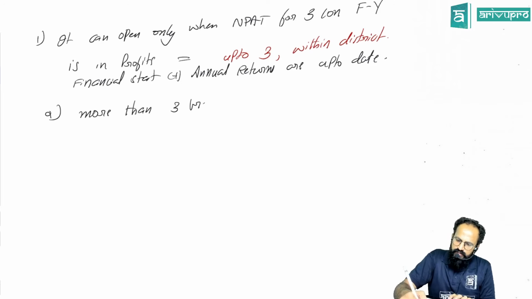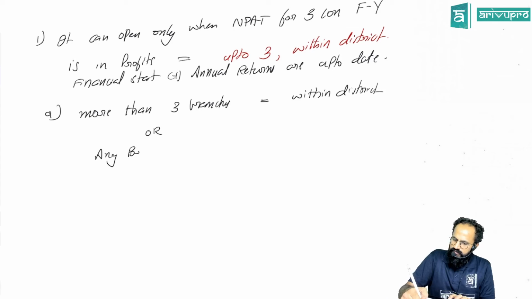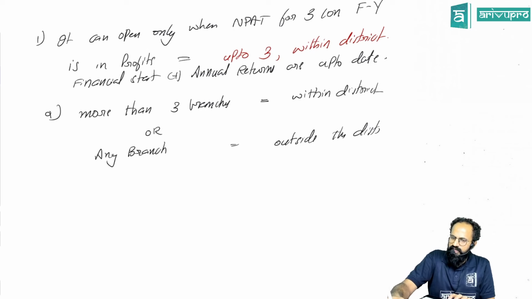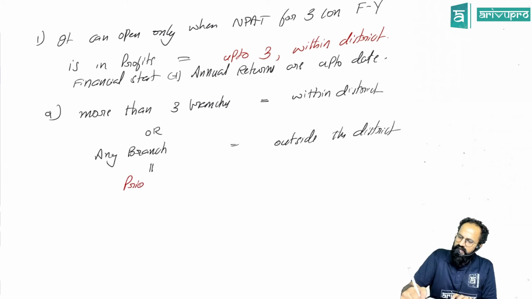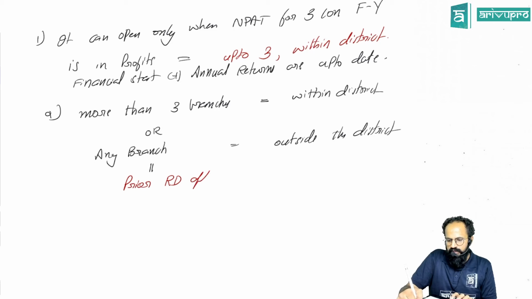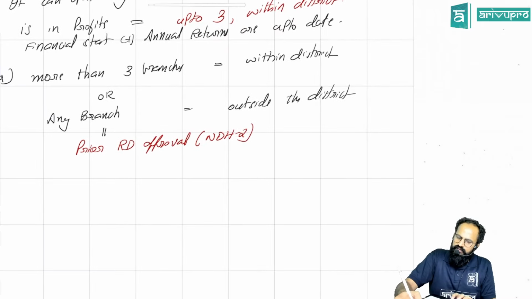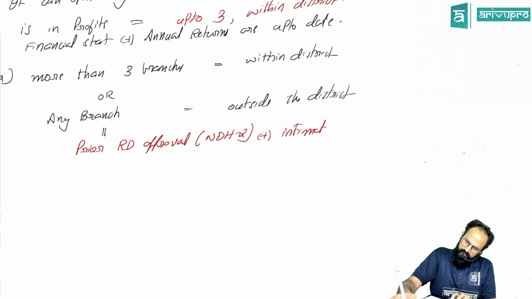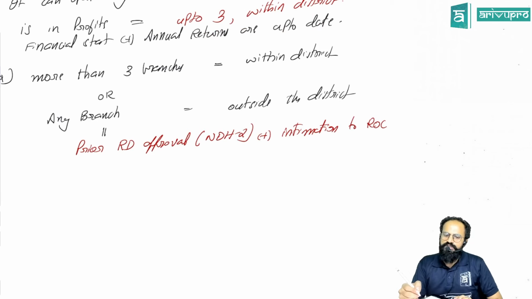More than 3 branches within the district, or any branch outside the district. In such a case, can this happen, sir? First of all, yes, people. How? With prior regional director approval. Whenever you want to approach the regional director, it will be in form NDH2, plus you need to intimate the ROC about such approval taken from the regional director.